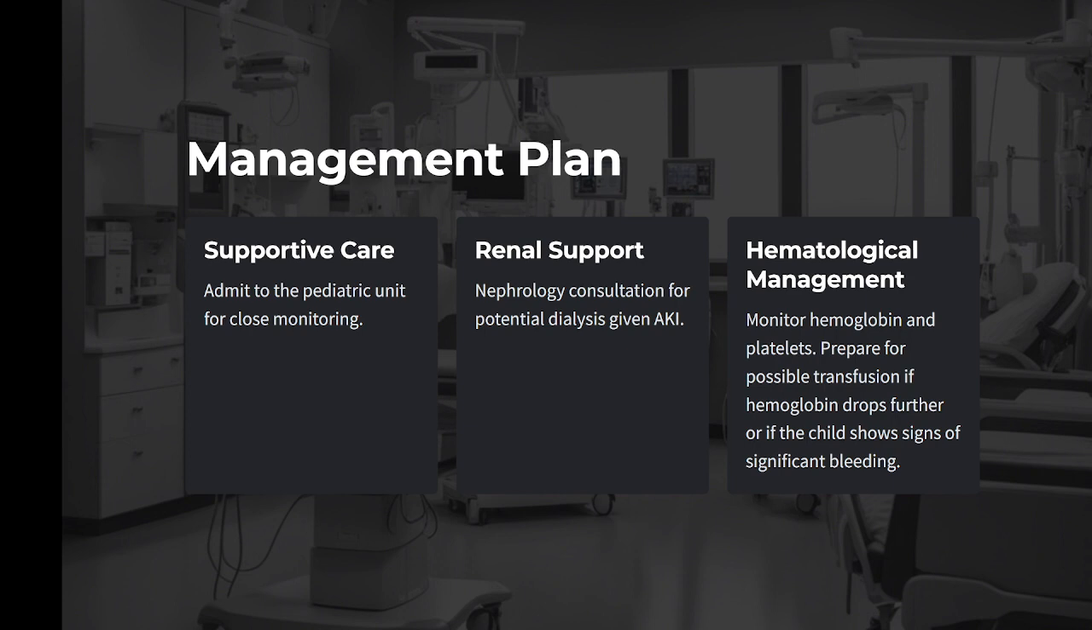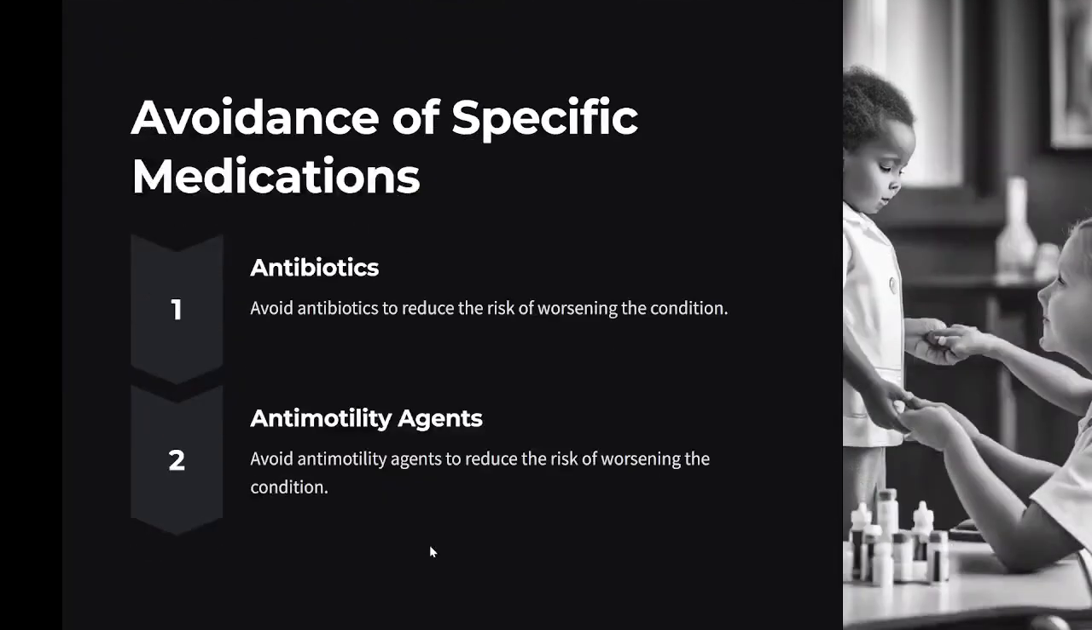3. Hematological management: monitor hemoglobin and platelets. Prepare for possible transfusion if hemoglobin drops further or if the child shows signs of significant bleeding. 4. Avoidance of specific medications: avoid antibiotics and antimotility agents to reduce the risk of worsening the condition. 5. Nutritional support: ensure adequate nutrition through parenteral or enteral routes depending on the child's condition.